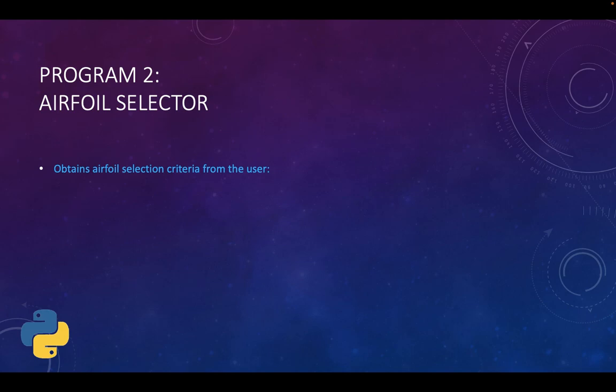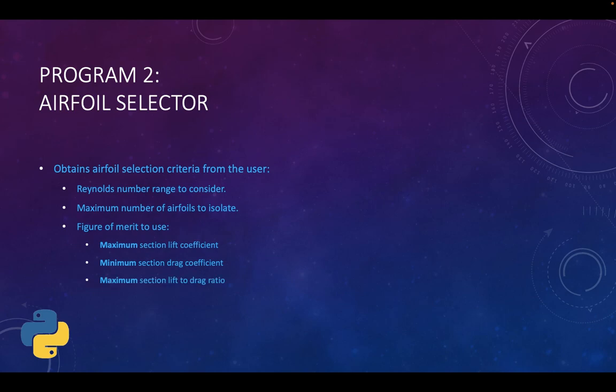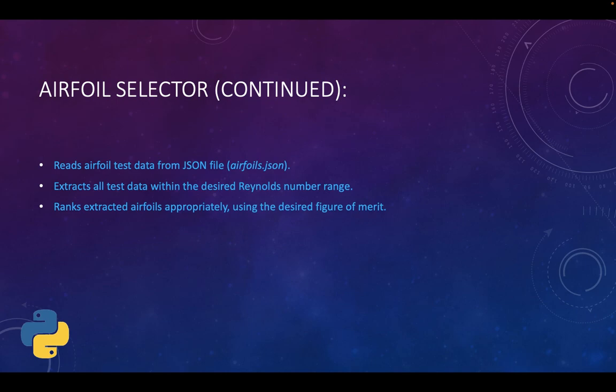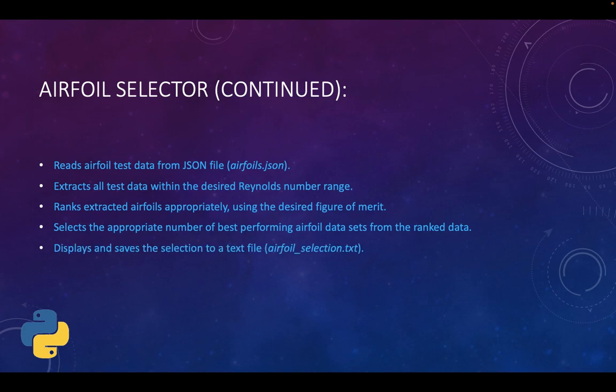It obtains selection criteria from the user, including a Reynolds number range, the maximum number of airfoils to isolate, and the figure of merit to use. This can be lift coefficient, drag coefficient, or lift to drag ratio. The program reads the airfoil test data from the JSON file, extracts all data within the desired Reynolds range, and then ranks extracted airfoils appropriately using the desired figure of merit. The appropriate number of best performing airfoil datasets is then selected, displayed and saved, and also graphed and saved.